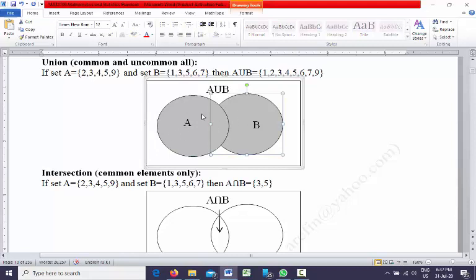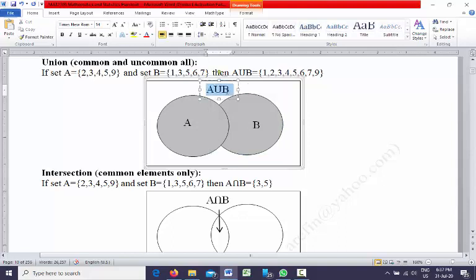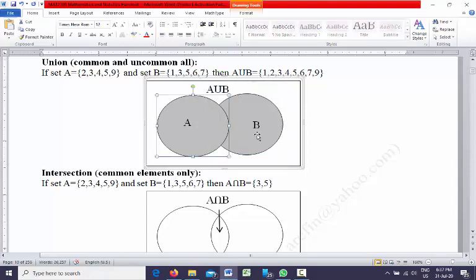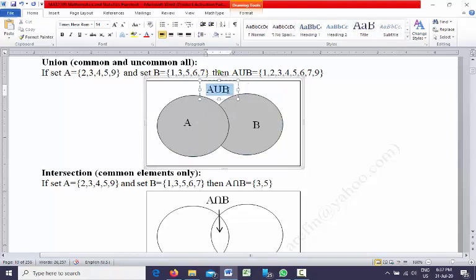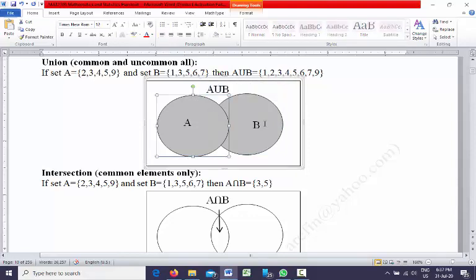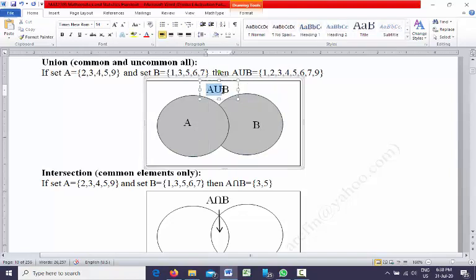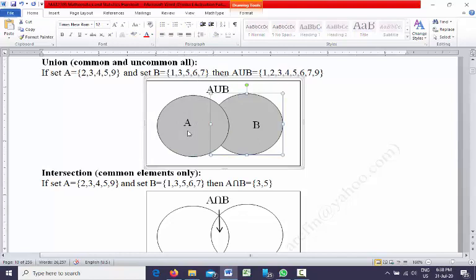So that means the total area covered by these two circles, the total area covered by this shaded area, is A union B. So here we will add set A, and we will also add set B. To find out the total area occupied by this circle and this circle, we need to add this circle A plus B.